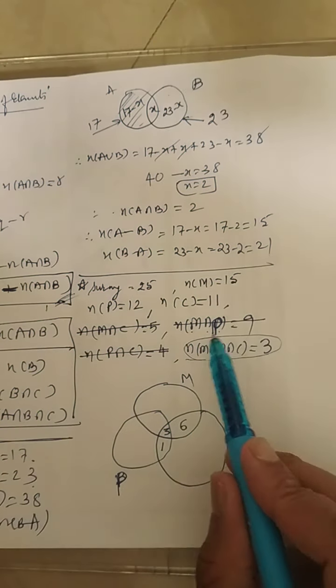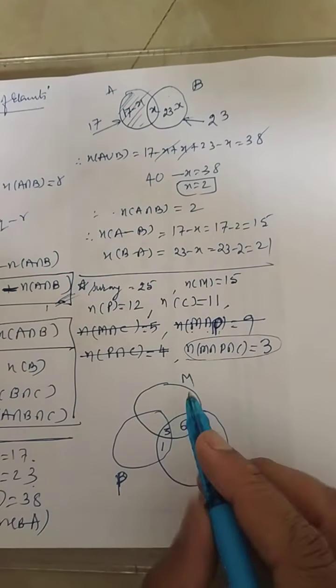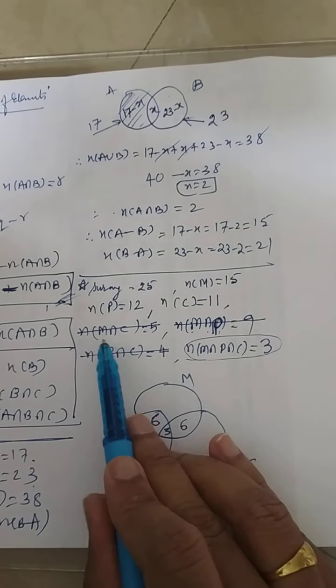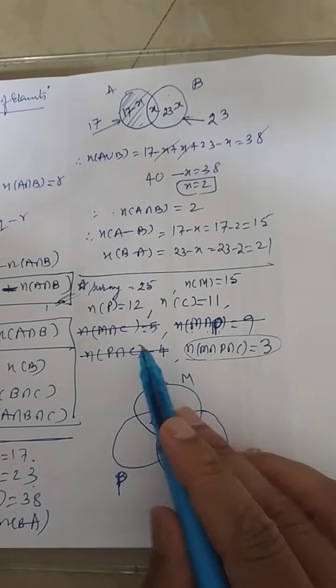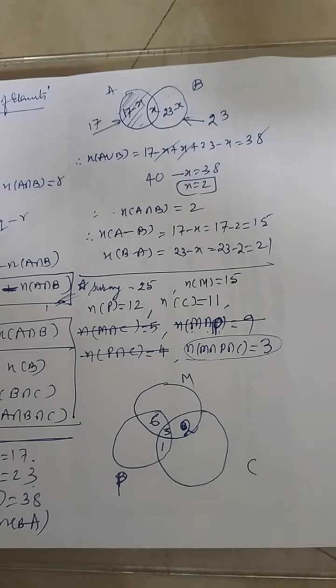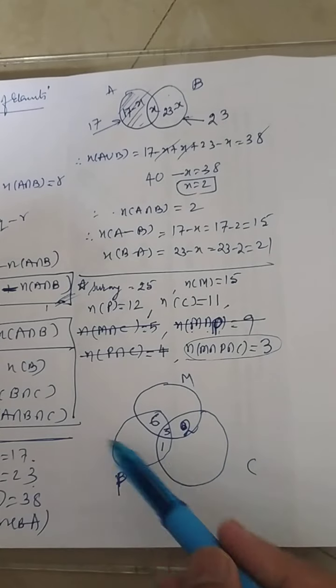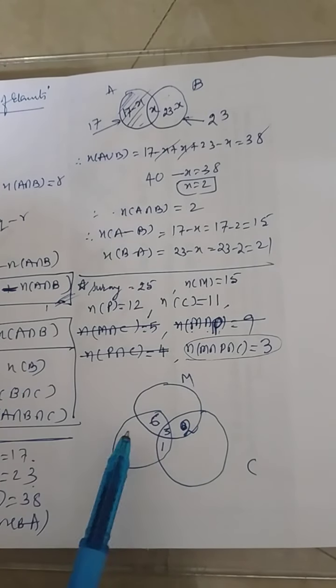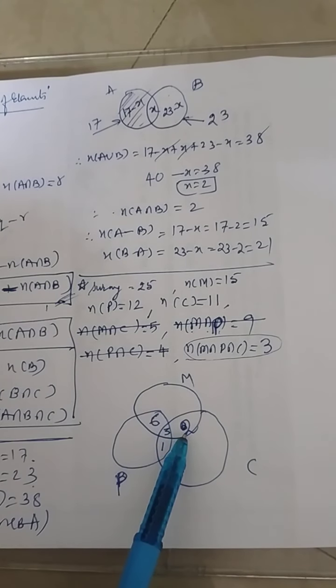Maths and physics is 9, so here it will be 6. And maths and chemistry means this portion. Over here 5 should come, so I should write here it is 2. Now let us look at the math circle. Math circle, how many students are there? This 6. Math circle only, don't look. 6 plus 3, 9, 10, 11.